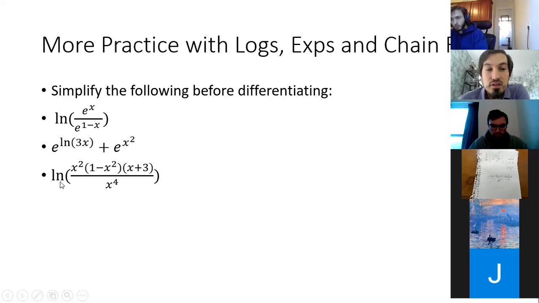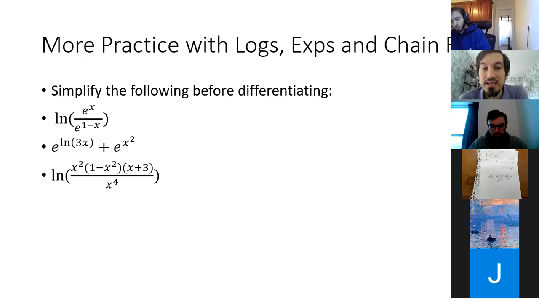Okay, so what do I mean by separate this out? Instead of saying the natural log of this entire fraction, you could say this is equal to the natural log of x squared plus the natural log of 1 minus x squared plus the natural log of x plus 3 minus the natural log of x to the fourth. Separating them out in that way will make it a lot easier to differentiate.